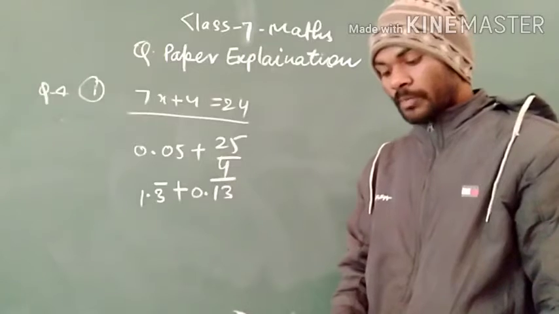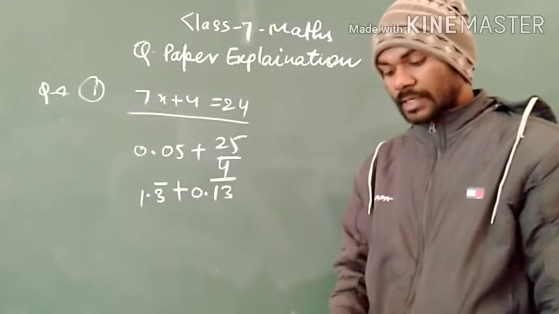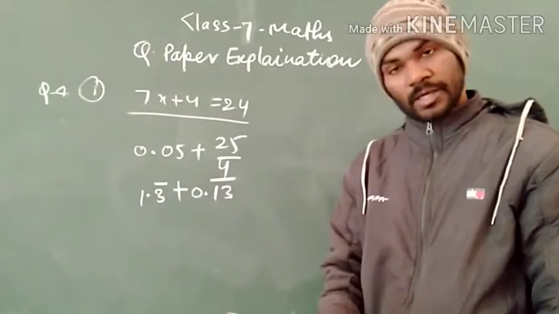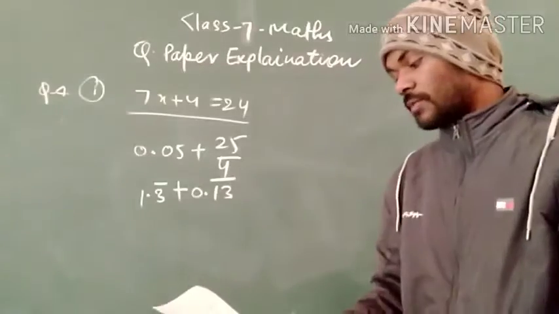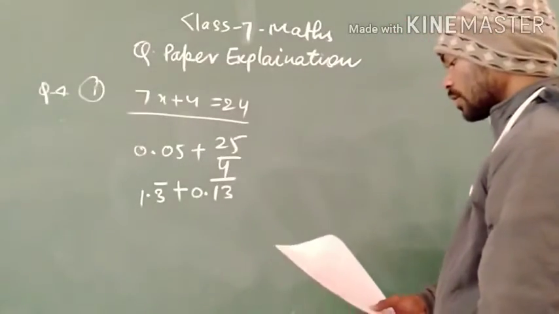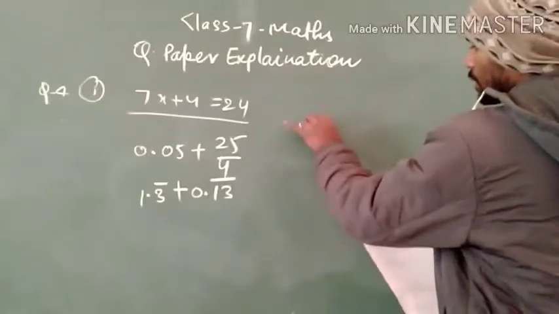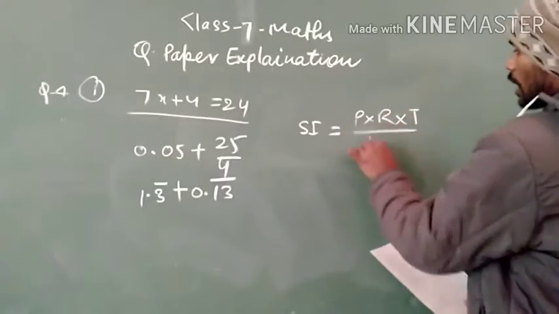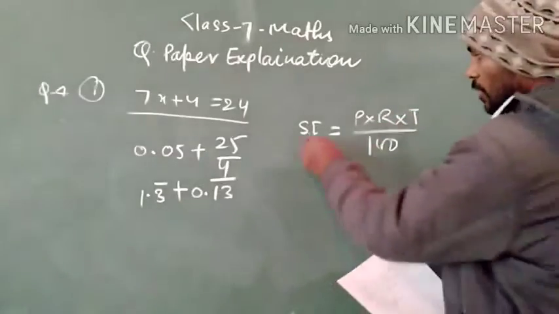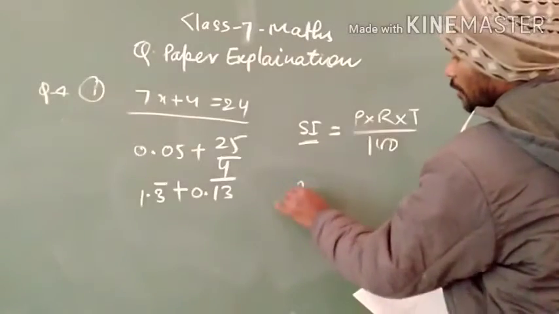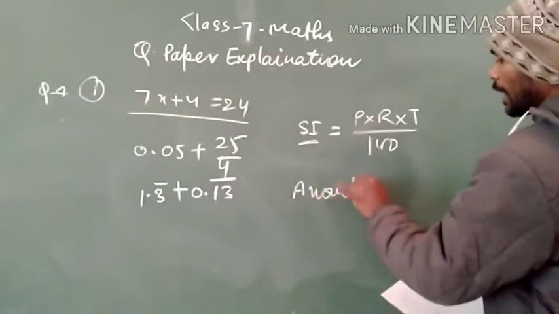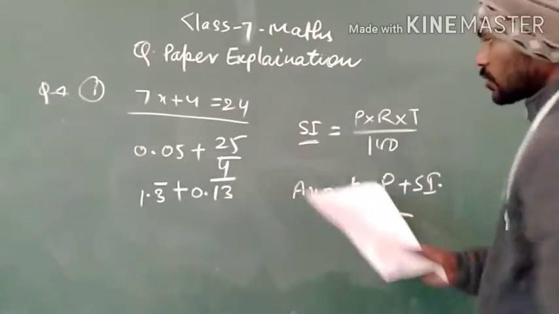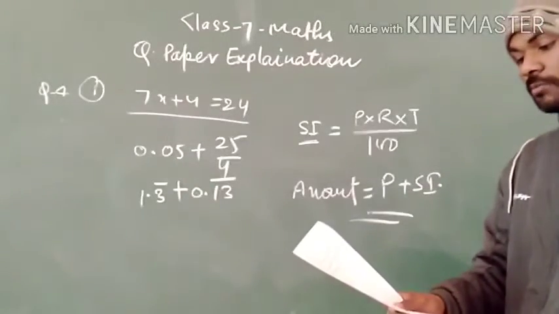The next is, Mohan borrowed 500 rupees at the rate of 5% for 2 years. Then what will be the amount he returned at the end of 2 years? This is a question from simple interest. So here you will write the formula: interest is equal to P into R into T upon 100. And after getting the value of simple interest, in order to get the amount, you have to add the principal to the simple interest. So you will use this formula to solve the problem.